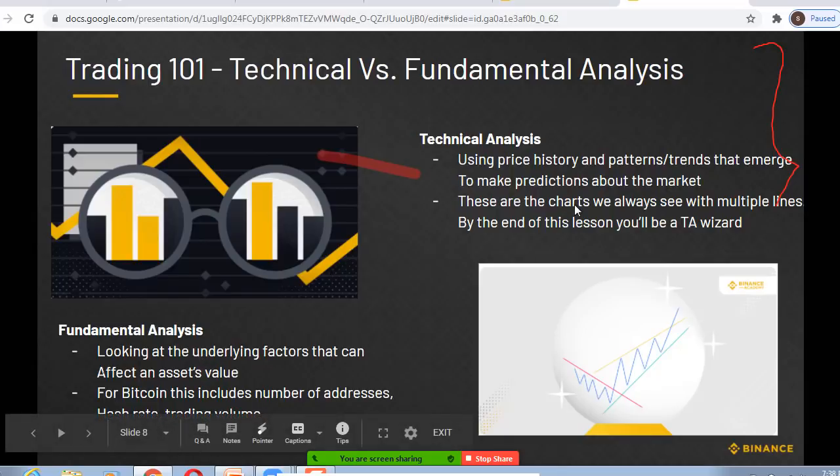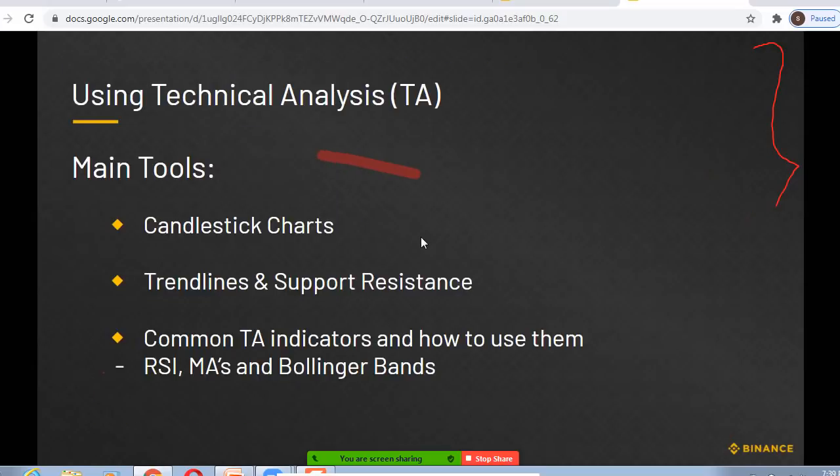But when you are using historical price action, that is what price has done before from your chart, as I showed you in the BTC USDT chart, or you're using indicator trend lines, it means you are doing technical analysis. In this section, we'll be focusing on technical analysis. In the next slide, let's proceed. Now, what is technical analysis?